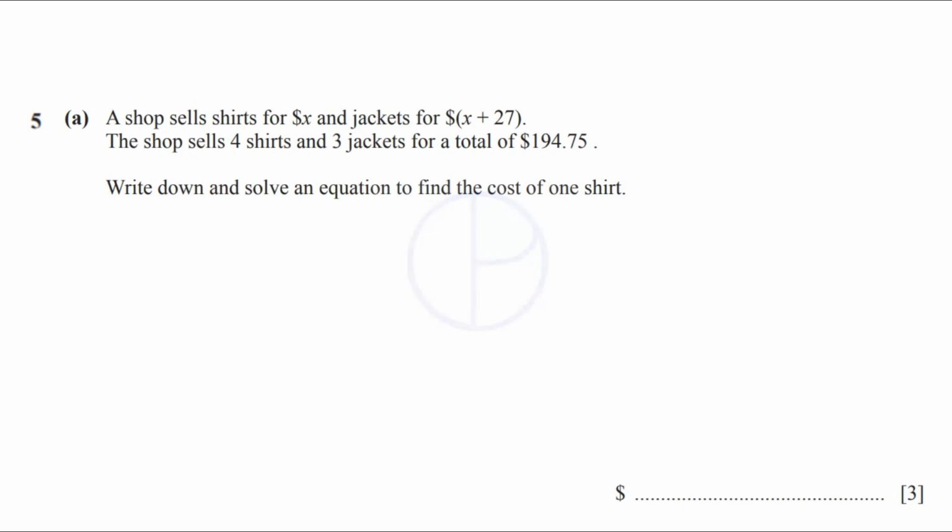Okay, it's given the shop sells 4 shirts. The price of a shirt is X dollars. So 4 multiplied by X is 4X. And 3 jackets. What's the cost of a jacket? X plus 27. And the total cost is 194.75.